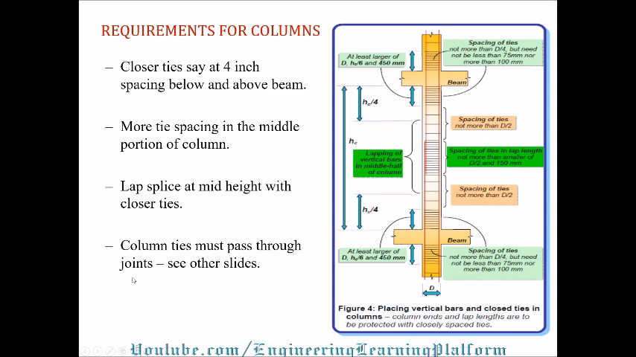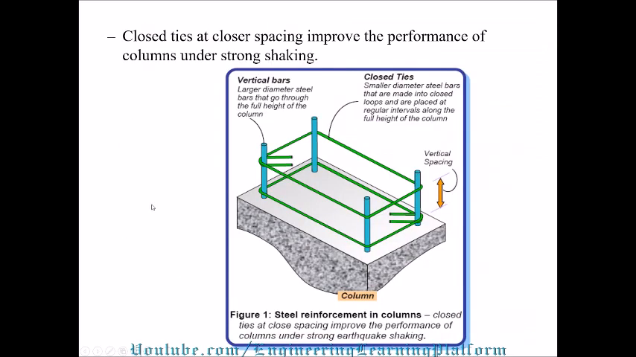Column ties must pass through the joints, and you can see other slides for the details. Closer tie spacing improves the performance of the structure under strong shaking. Similar criteria for 135-degree rotation of the ties. The shear reinforcement for a column is called ties, while for beams it was called stirrups. Ties are smaller diameter steel bars made into closed loops and placed at regular intervals along the full height of the column. Vertical bars are the larger diameter steel bars that go through the full height of the column.